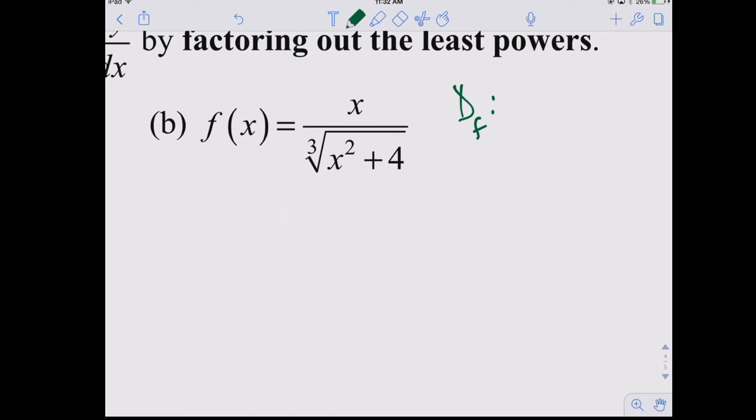All real numbers? Yeah, we spent a lot of time in pre-cal doing that. There is a radical and a denominator, but it's a cube root radical, so we don't really care about having negatives under there. And we're never going to divide by 0 because x squared plus 4 is 4 at the very least, only bigger, if not 4. So we're never dividing by 0. We're never taking the cube root of a forbidden number. So the domain is all real numbers. If we're going to take the derivative of that, we could use the quotient rule. Do you want to use the quotient rule?